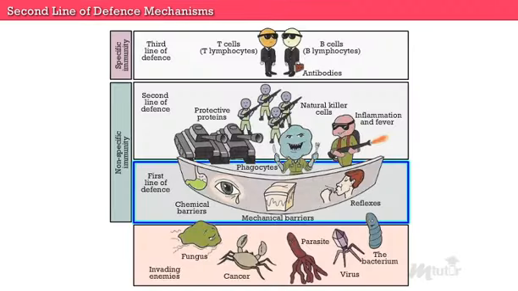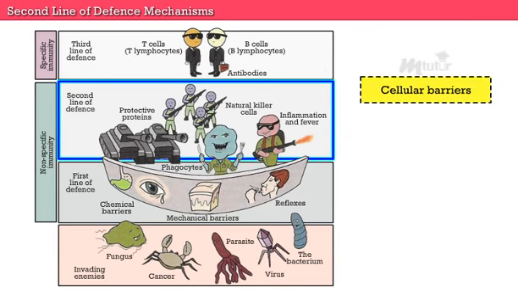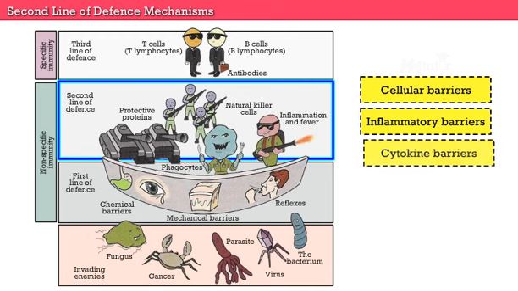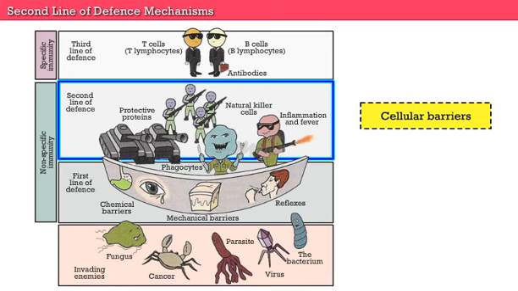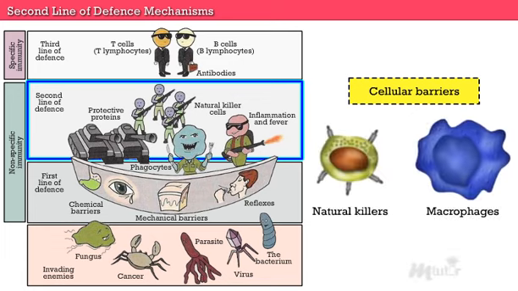When the barriers of the first line of defense are broken by a cut or abrasion on the skin, the second line of defense comes into play. It consists of cellular, inflammatory, and cytokine barriers. First, we will know more about cellular barriers. It includes two types of cells. They are phagocytes and natural killer cells.